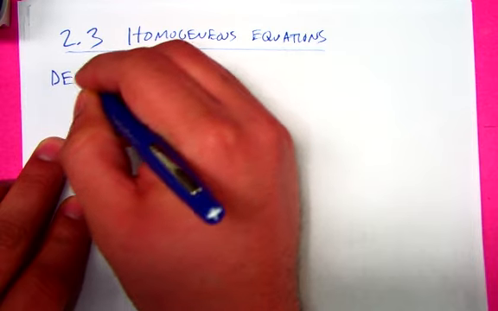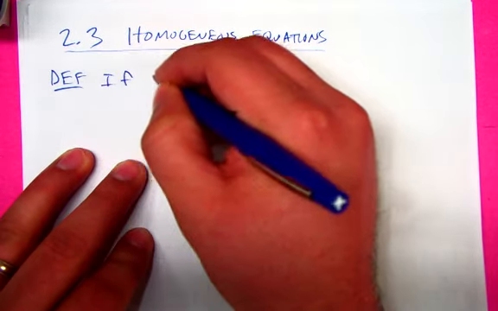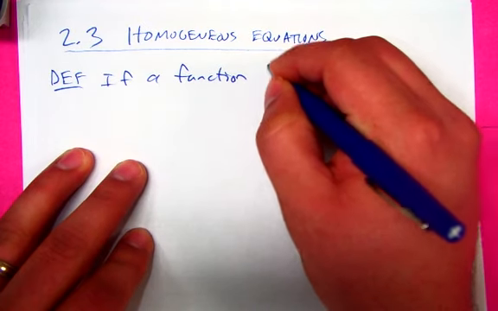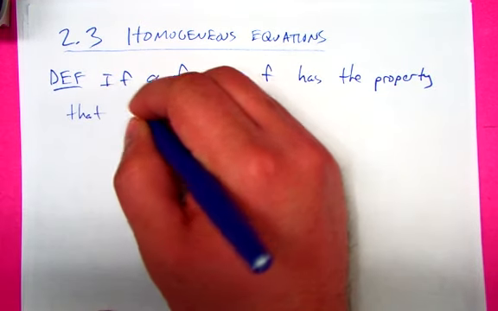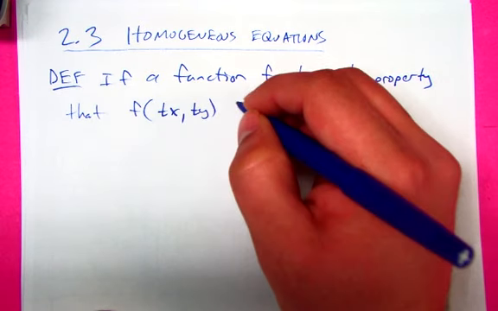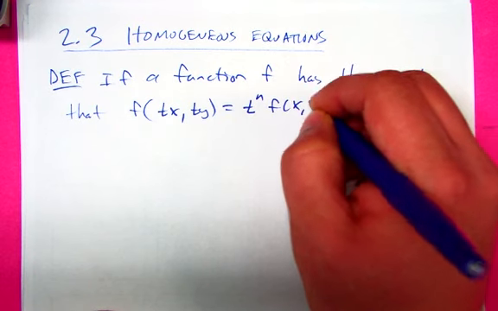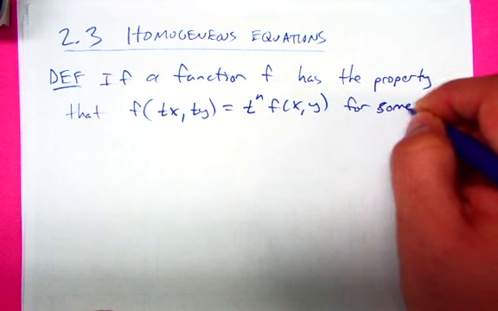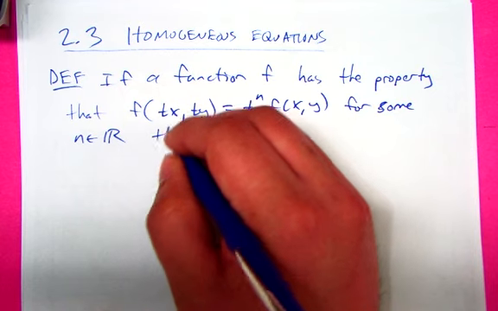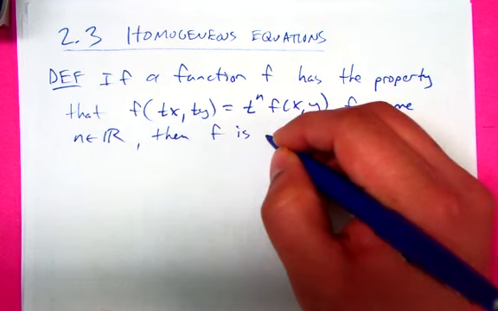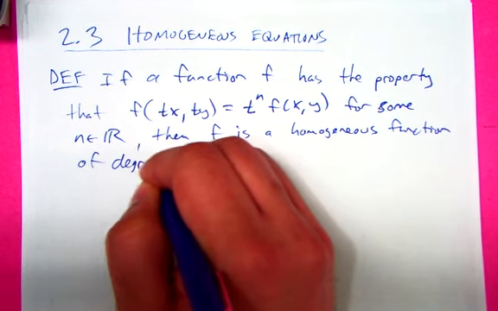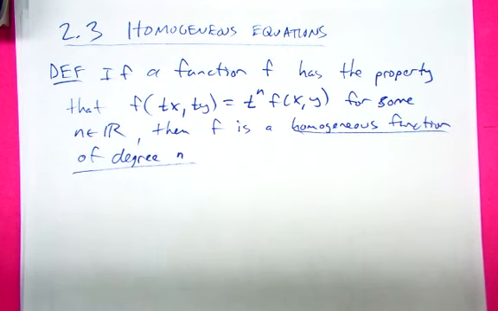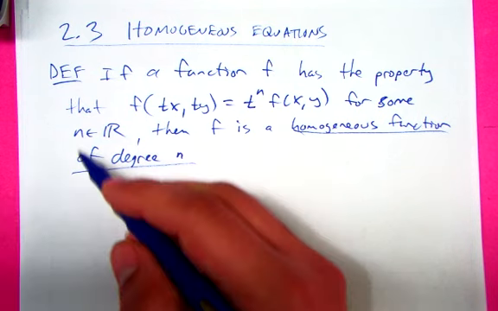So the definition for what homogeneous means is if a function f has the property that f of tx, ty equals t to the n times f of xy for some real number n, and then we say that f is a homogeneous function of degree n, for some n, which is a real number.